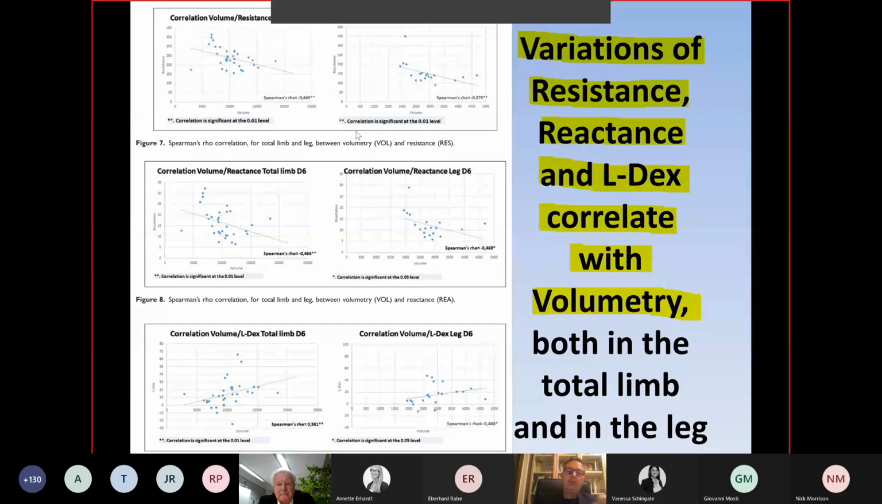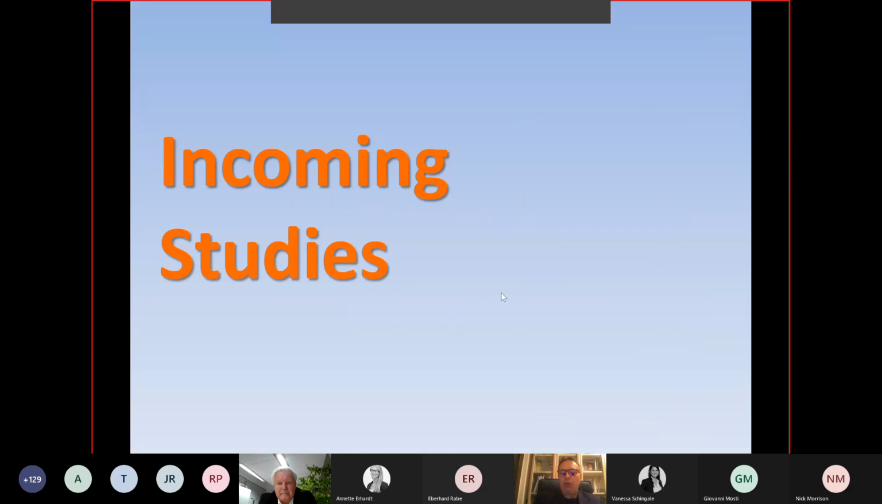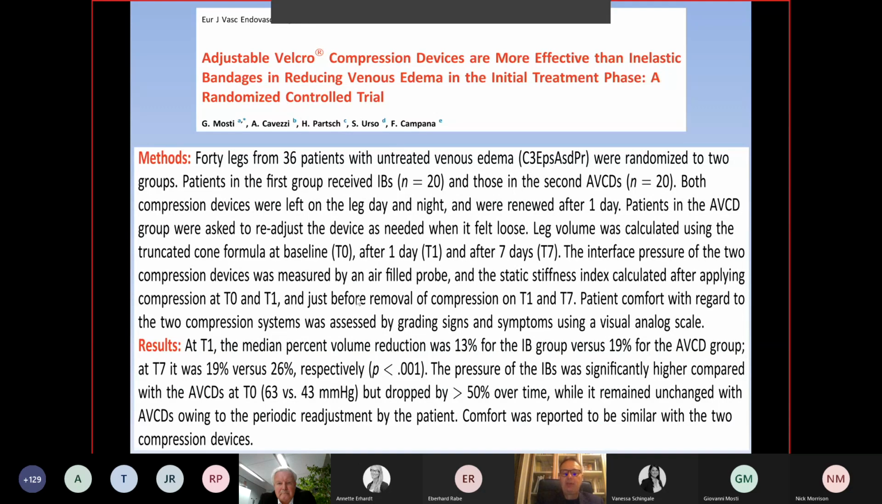To go to the very interesting point, thanks to the help of Luca Bastiani, our statistician, we found a very good correlation between the variations of resistance, reactance, and LDEX, and the variation of volumetry. So we were able to demonstrate that when employing this technology, you can correlate the volumetry changes with the tissue and the fluid changes in the limb. Now we want to present a little data about a couple of incoming studies.